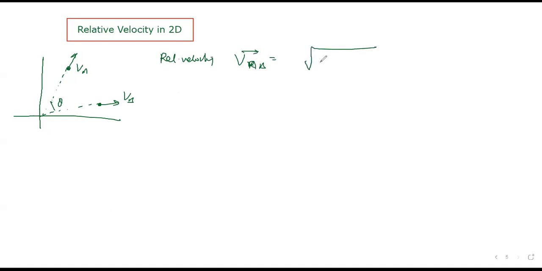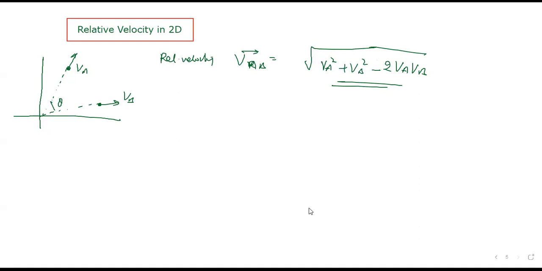You simply write your vector addition. You say that the square root of Va square plus Vb square minus 2 Va Vb cos theta will be your relative velocity in two dimensions. Very simple. So vector rules you will use to find relative velocity in the case of two dimensions if they ask you.